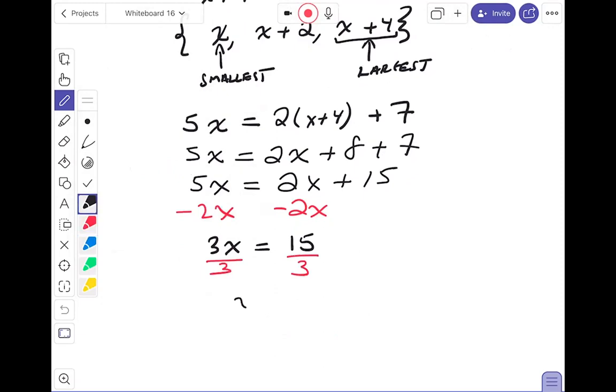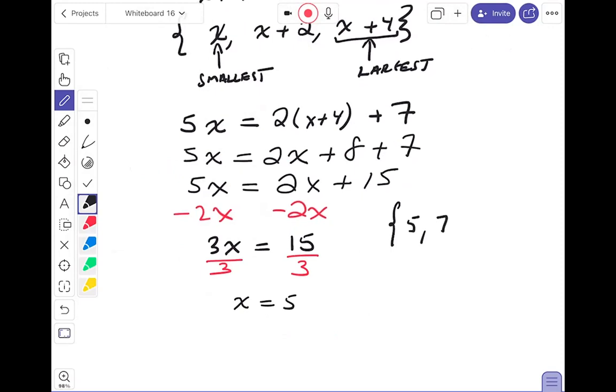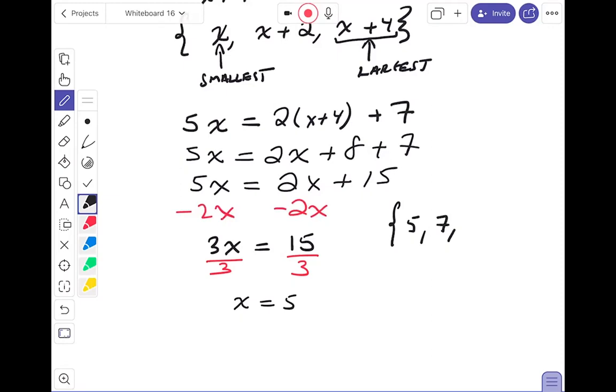And what do you get there? X equals 5. Now, I can't remember what we're talking about over here. We're talking about 3 consecutive odd integers. 5 is certainly an integer, and it's certainly odd. What's the next one going to be? Go up by 2, you get 7. What's the next one going to be? You go up by 2, you'd be at 9.